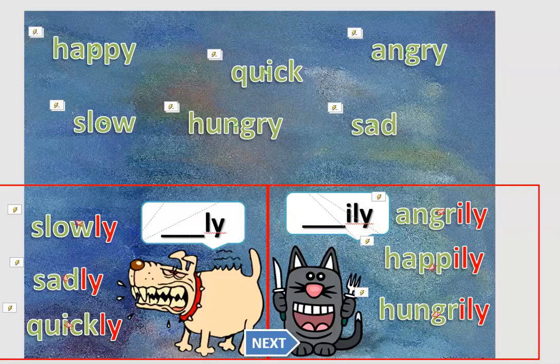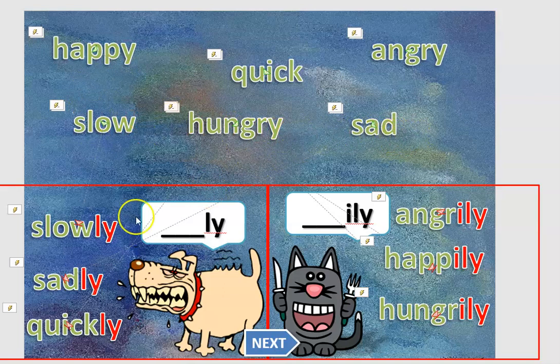Now let us go to the next one. Can you see these words? See this, happy ends with y. So we will be writing, there are two columns here. One is the ly column and the other one is the ily column. We are going to select the words from this, and we are going to see where we use only ly and where we use ily.